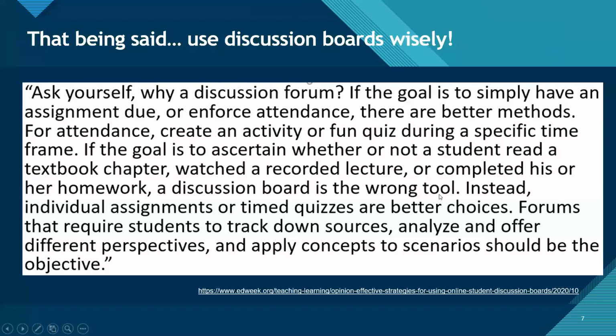So that being said, we do want to use discussions wisely. I'm not going to read this whole quote here, but when you're designing your course and thinking about where you want your discussions to be and what you want them to be about, it is important to ask yourself, why am I putting this into a discussion?